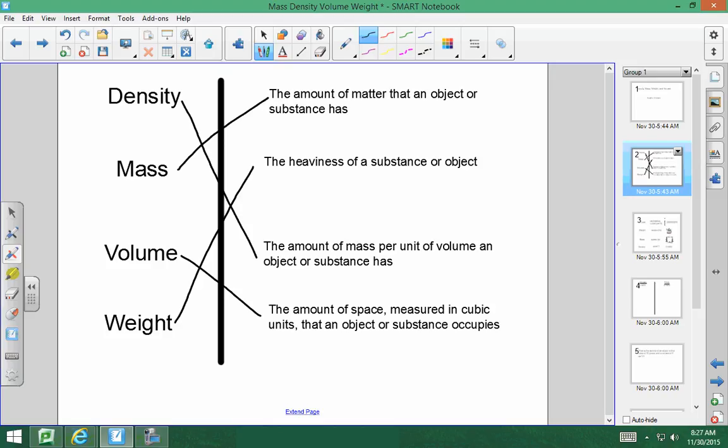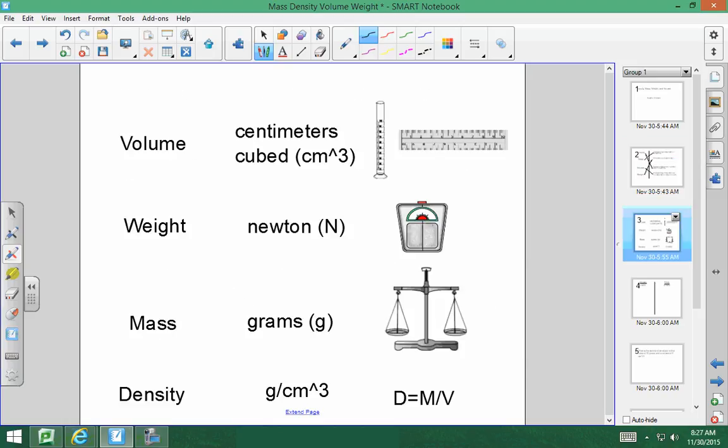Moving right along. Now here's a chart of all four of these: volume, weight, mass, and density. On the far left, we have the terms. In the middle, we have the SI units for each of these terms, which is the international scientific units for these terms. And here on the far right, we have the instruments used to measure these terms.